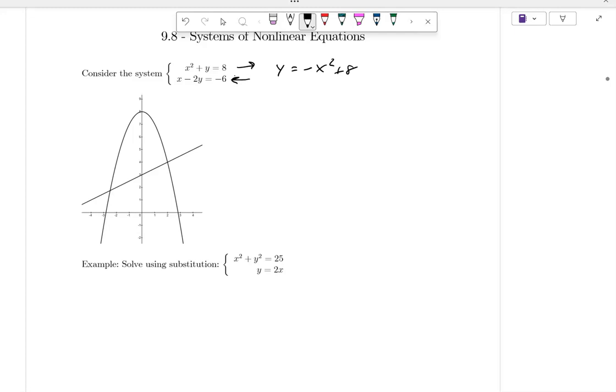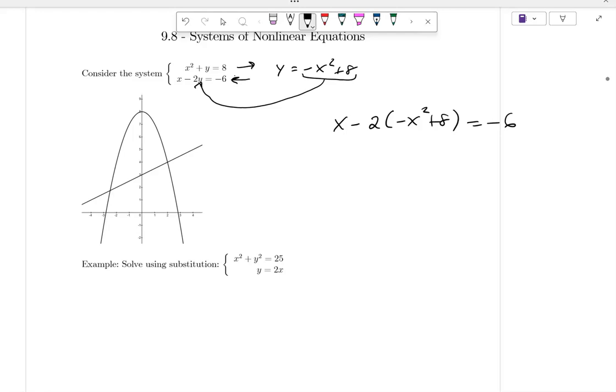Again, we could use either substitution or elimination. Since I already solved that first equation for y, I'm going to use a substitution. I'm going to take this. This is what Hope talked about, right? Okay. I'm going to take this and I'm going to plug it in for the y here, right, into the second equation. So that x minus 2 times negative x squared plus 8 equals negative 6.